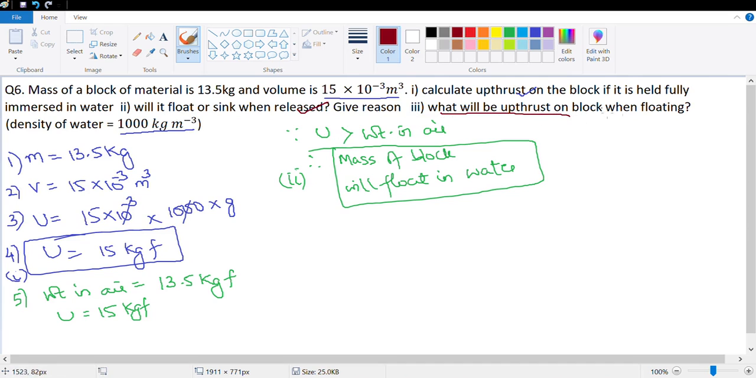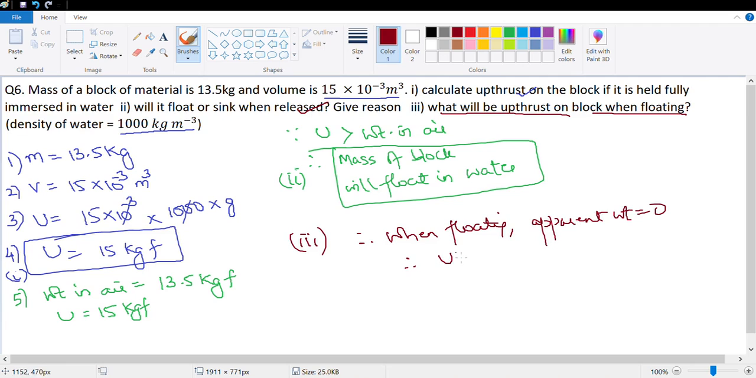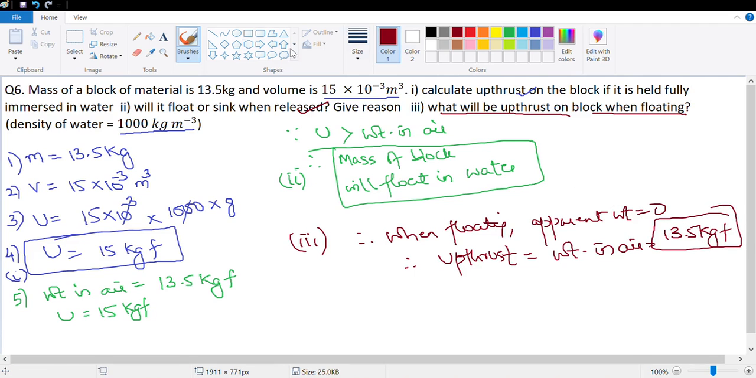Next, what will be upthrust on the block when floating? We've discussed this earlier. Whenever an object floats, the upthrust and the weight of the object are equal, which means the apparent weight is 0. Therefore, when floating, apparent weight is equal to 0. In this case, upthrust will be equal to weight in air, which is equal to 13.5 kilogram force. Done.